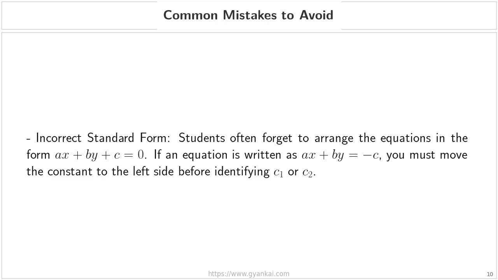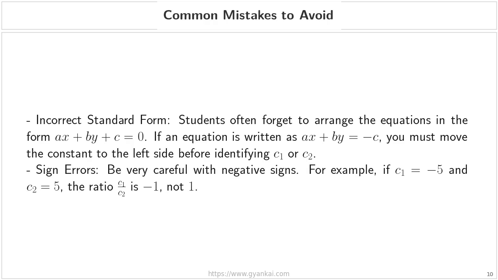A very common mistake is to leave a constant on the right side of the equals sign. For instance, if you see an equation written as a sub 1 x plus b sub 1 y equals negative c sub 1, you must move that constant to the left side first. If you don't, your value for c sub 1 will have the wrong sign, and your entire ratio comparison will be incorrect.